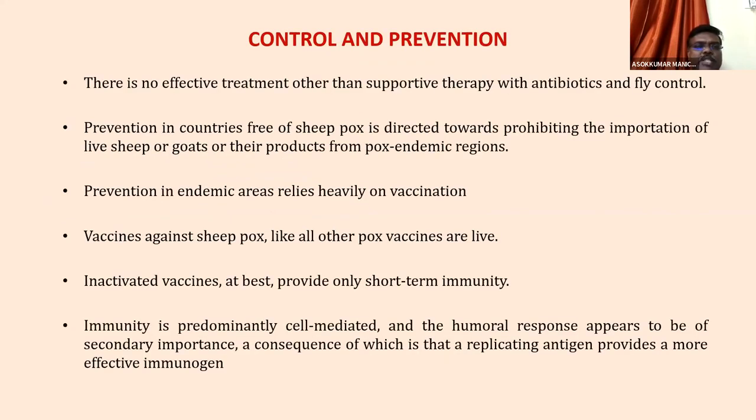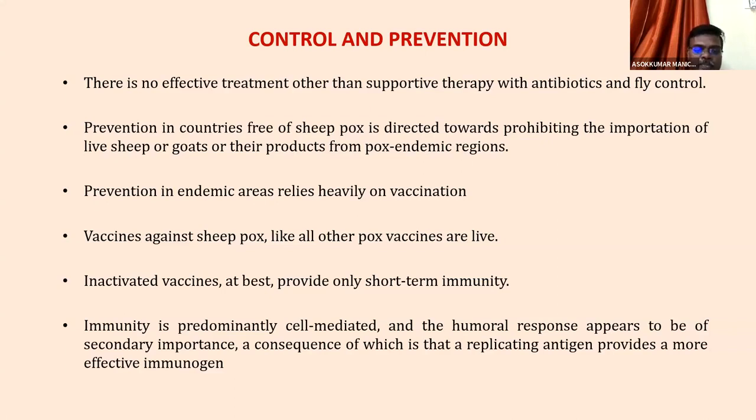When you come to control and prevention, usually there is no effective treatment other than supportive therapy with antibiotics, and fly control. There is a chance to spread the virus through flies such as Stomoxys, which are more prevalent in African countries compared to the Indian subcontinent. But still we have to give supportive therapy with broad spectrum antibiotics in view of arresting secondary bacterial infections. Prevention in countries free of sheep pox is directed towards prohibiting import of live sheep. As far as our country is concerned, it is endemic. But a country considered free of sheep pox usually has to prohibit importation of live sheep or goats or products from pox endemic regions.